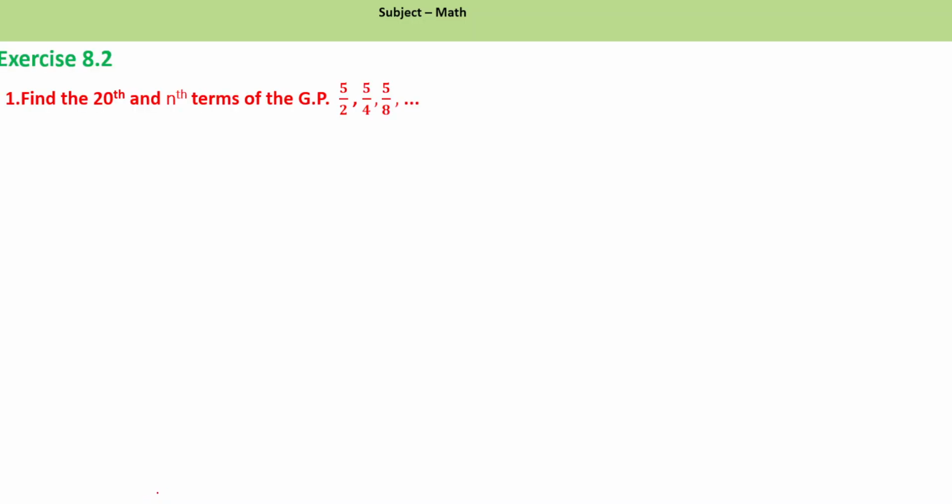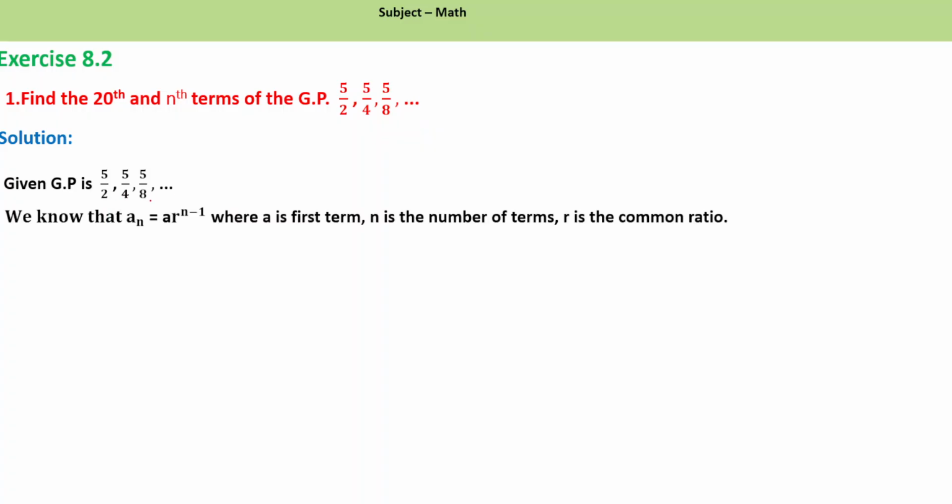Let us solve exercise 8.2. First question. Find the 20th and nth terms of a GP 5 by 2, 5 by 4, 5 by 8, and so on. Solution. First, the given GP is 5 by 2, 5 by 4, 5 by 8. We know that the nth term an is equal to a into r power n minus 1, where a is the first term, n is the number of terms and r is the common ratio. So here the first term a is 5 by 2, then r is equal to 1 by 2. Let us substitute these a and r in this formula.